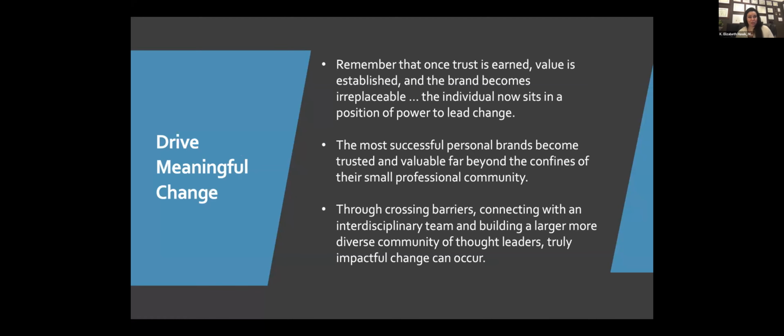And once you can do that, you can drive meaningful change as a physician across social media platforms. So once trust is earned, value is established, and your brand essentially becomes irreplaceable, now you sit in the position of power to lead change.